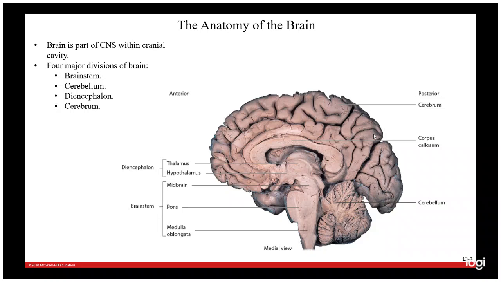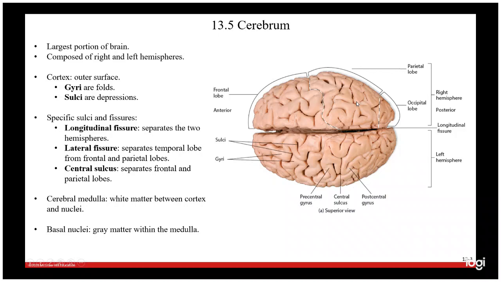The anatomy of the brain is part of the central nervous system within the cranial cavity. You do need to know your 4 major divisions of the brain. You absolutely needed this for lab, so I am going to skip by it. Make sure you brush up on that. But again, I'm not going to ask you in your lecture exam a ton of anatomy questions. I'm more interested in you understanding the function of things. Let me make it work for me. There we go.